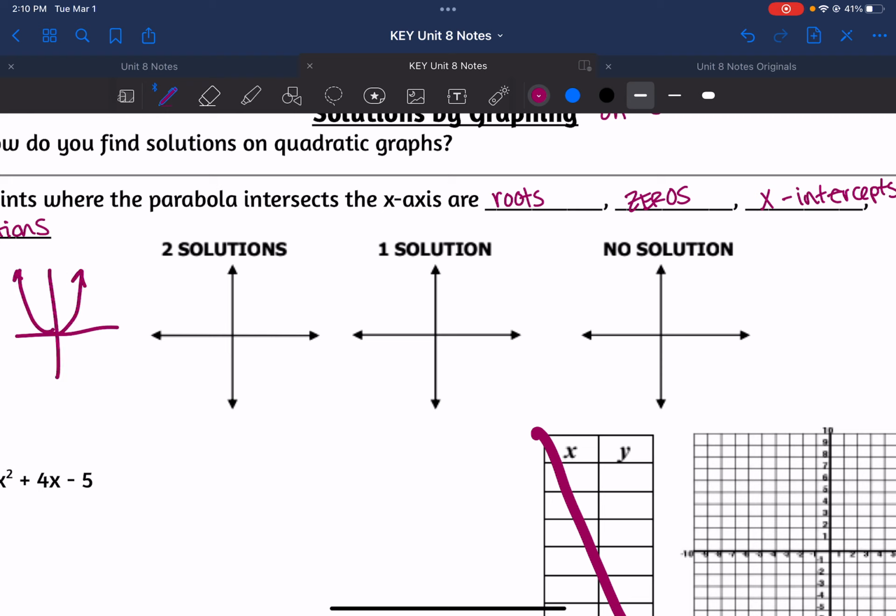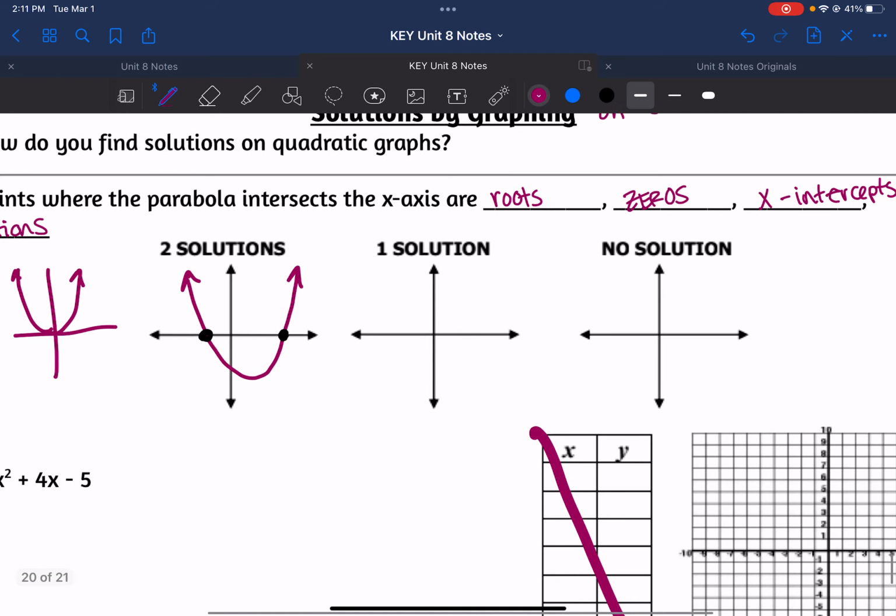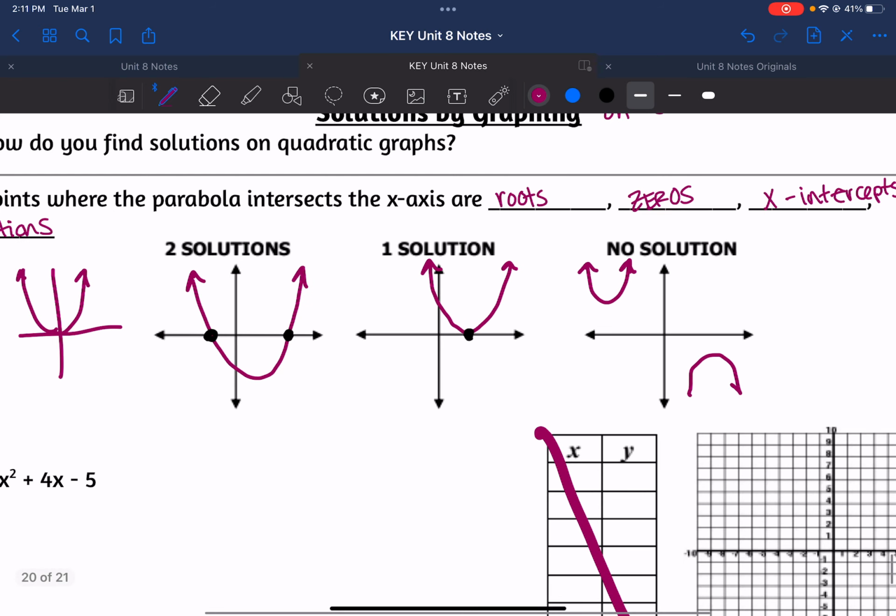Okay, but this is not always the case. Sometimes we have two solutions, and two solutions could look many ways, but as long as your graph is touching or crossing your x-axis twice, this is an example of two solutions. When do you have an example of one solution? When your graph is just barely touching your x-axis. So this is an example. It's touching it just one time, so it's an example of one solution. And these are examples of no solutions, right? We can have many of these, but here are two different graphs where they're never touching your x-axis. So you have no solutions.